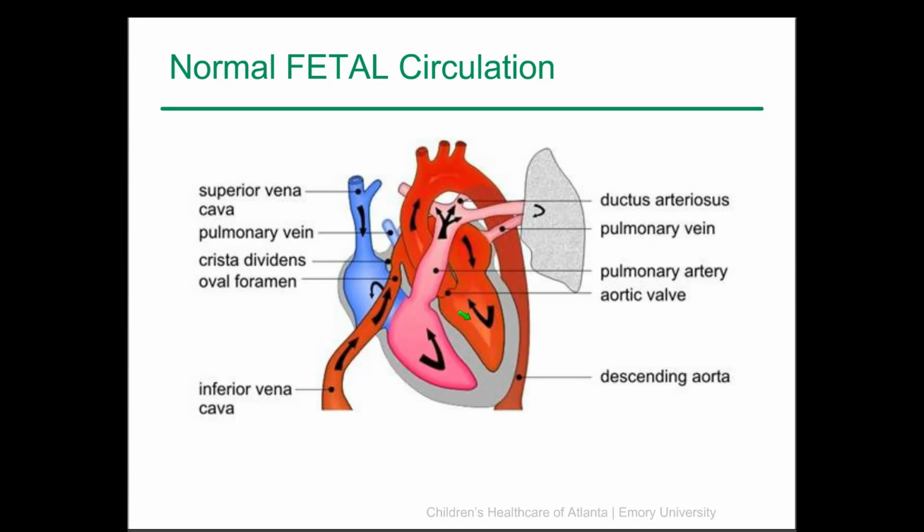Then goes through the mitral valve to the left ventricle, out the aortic valve, through the aorta, and then to the rest of the body. And then some of this blood goes via the umbilical artery to the placenta to get oxygen. Okay.